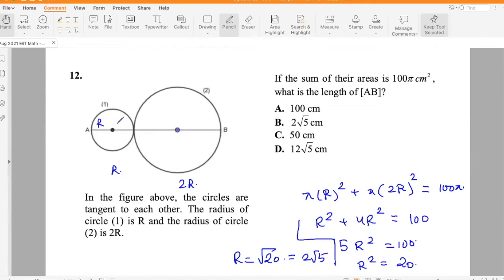So this is r, this is r, this is 2r, and this is 2r. So AB is 2r, 4r, 6r. So that will be 6 into 2 root 5. So that's 12 root 5.